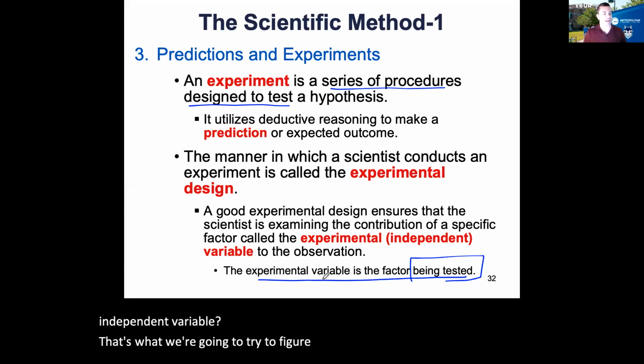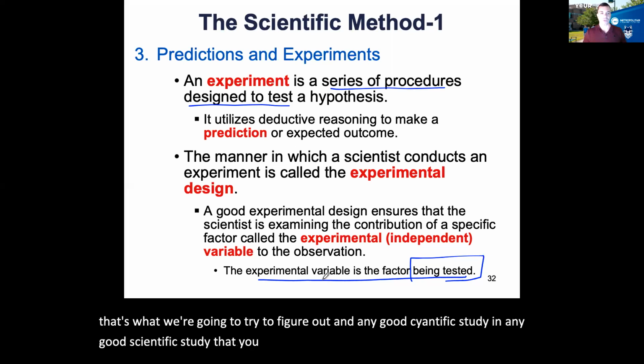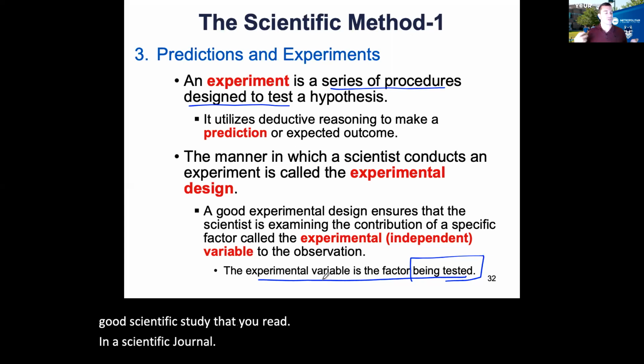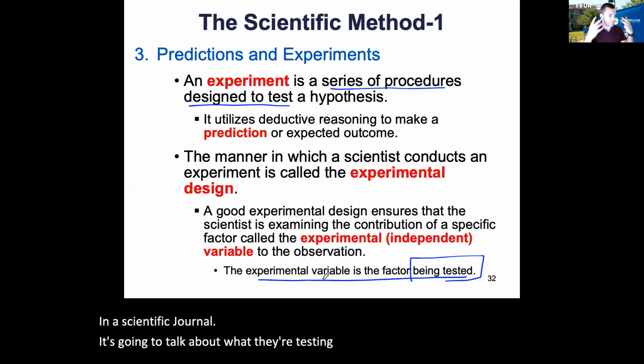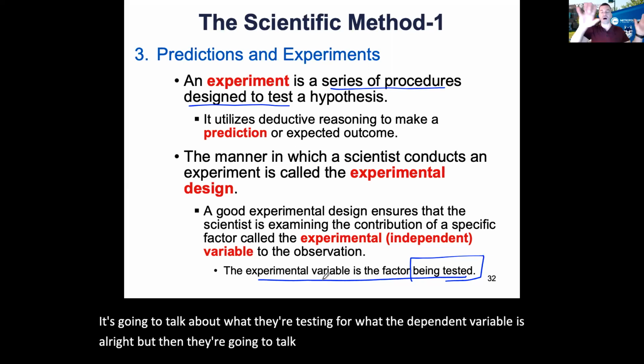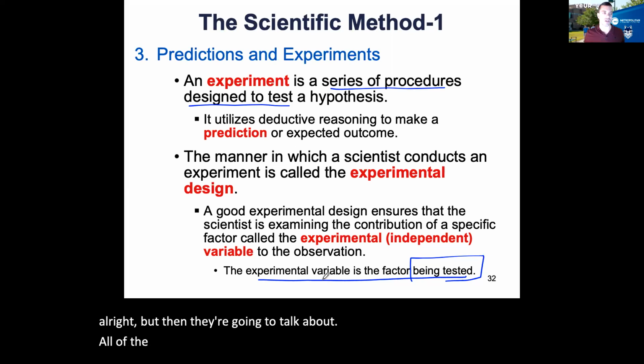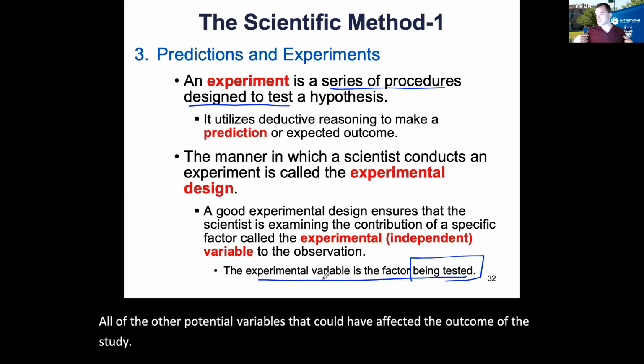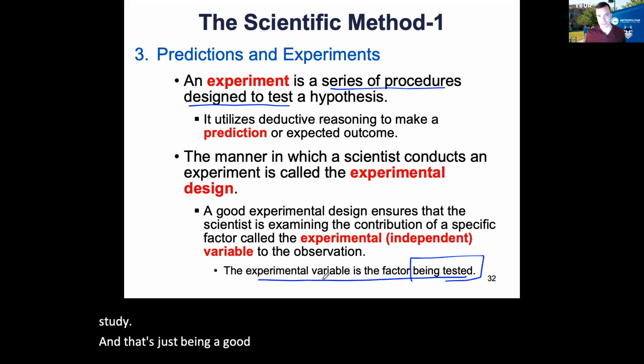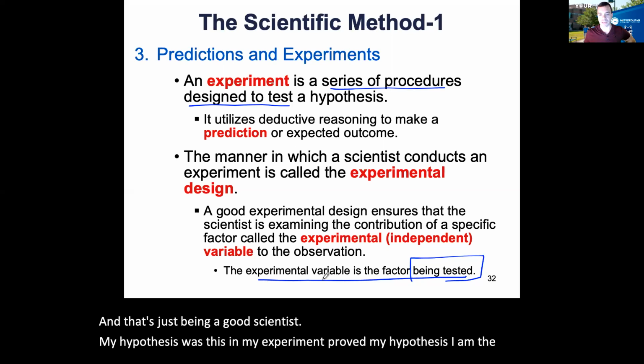In any good scientific study that you read in a scientific journal, they're going to talk about what they're testing for, okay? What the dependent variable is, all right? But then they're going to talk about all of the other potential variables that could have affected the outcome of the study. And that's just being a good scientist, okay? My hypothesis was this, and my experiment proved my hypothesis. I am the smartest man in the room, okay?